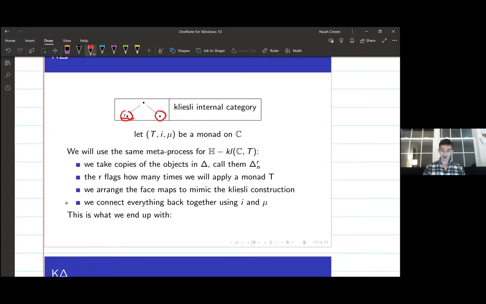So what we're going to do is the same thing. We're going to take the objects of delta, we're going to call them delta R n, and the R flags how many times we apply the monad T. Okay? And we're going to rearrange the face maps to mimic the Kleisli construction the same way that we rearrange the face maps up here. And we're going to connect everything back together using the unit and counit of the monad, okay?